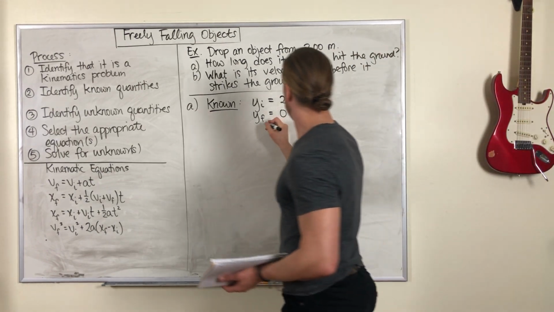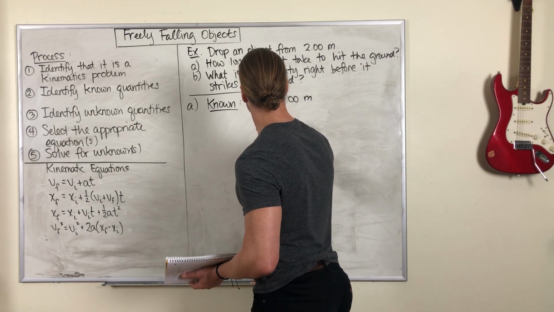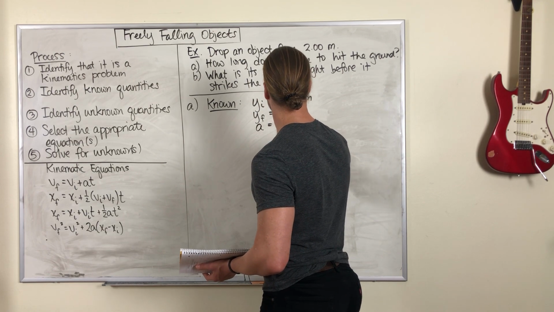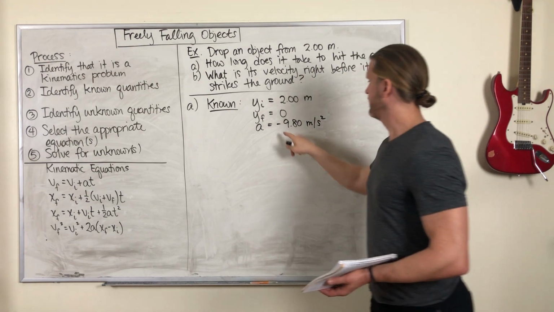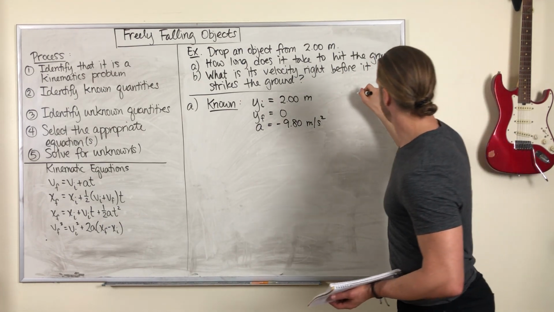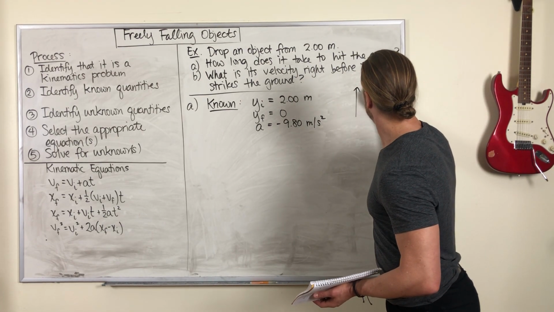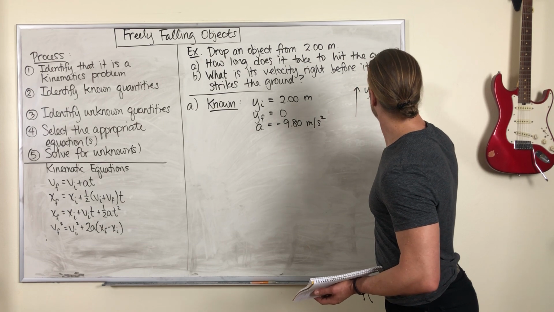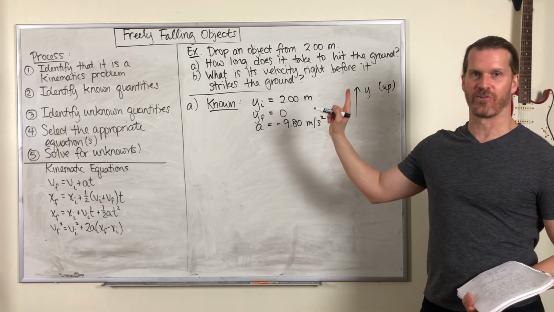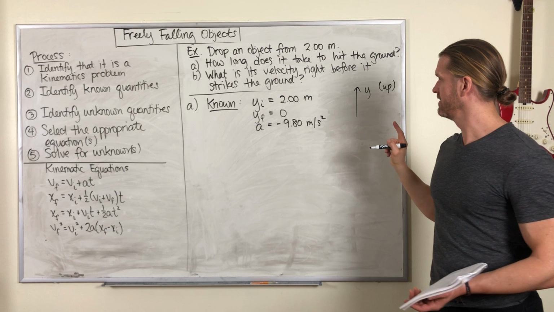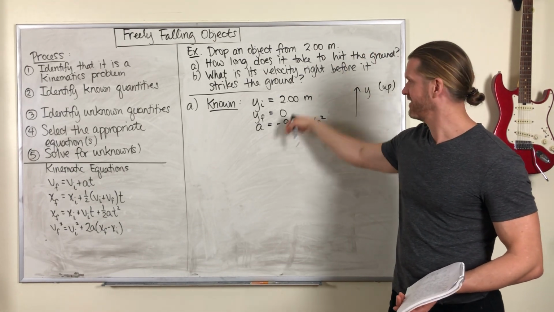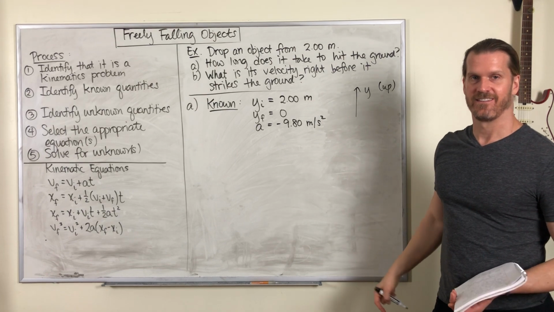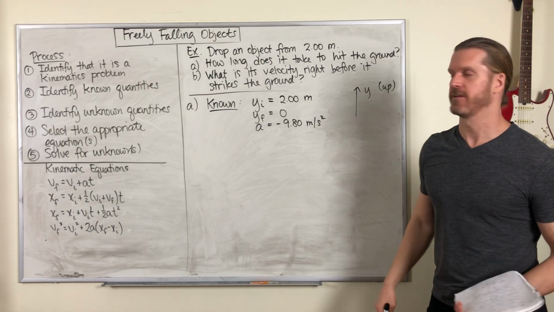We know the acceleration is minus 9.8 meters per second squared, keeping in mind that this assumes that we've defined a coordinate system where up is positive. If up is positive, then we say that a is negative, meaning down.